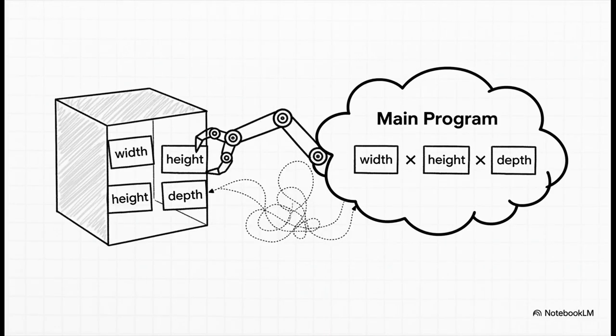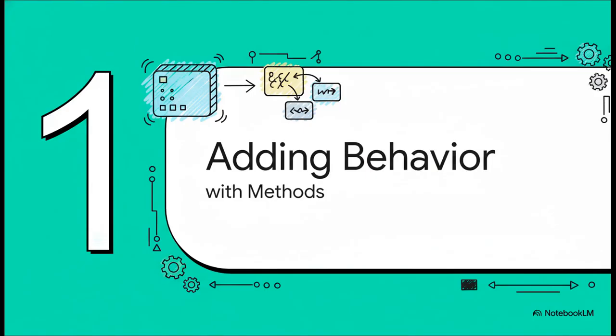And that leads us to our first problem. If we want to, say, calculate the volume of our box, we have to do all the math outside of the box class itself, in our main program. We have to literally reach inside the box object, grab its dimensions, and multiply them together. It feels clunky, it's disconnected, and imagine if you had 100 boxes. You'd have to repeat that logic over and over again. So how do we fix this?